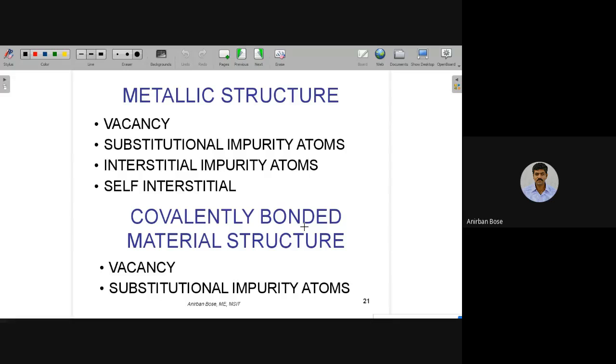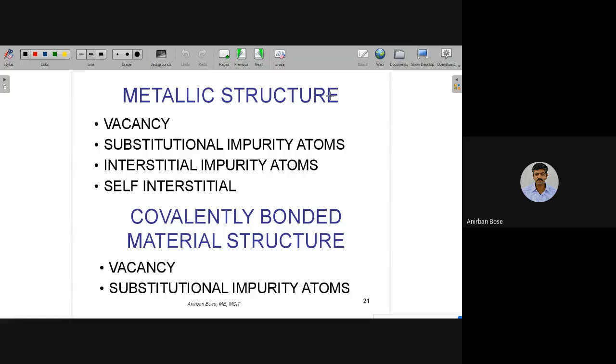If you remember, the main three kinds of primary bonds present in materials are metallic bonds, covalent bonds, and ionic bonds, and the materials are the metals, covalently bonded materials, and ionically bonded materials. Separately we'll see what kinds of point defects occur for these materials.